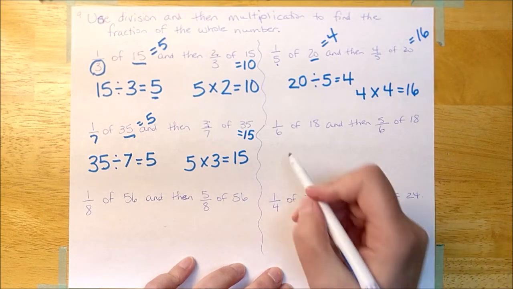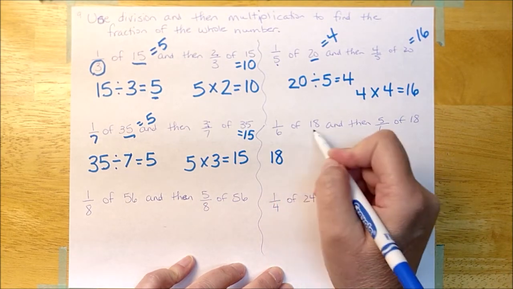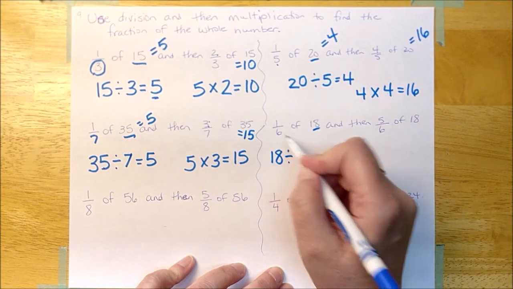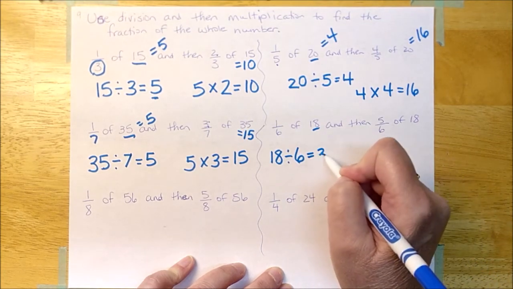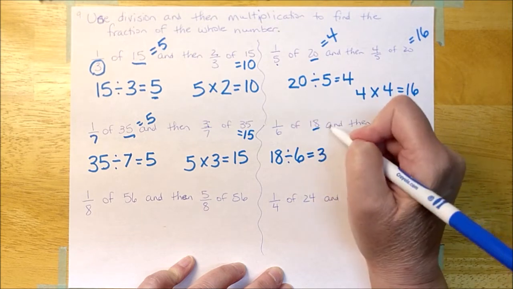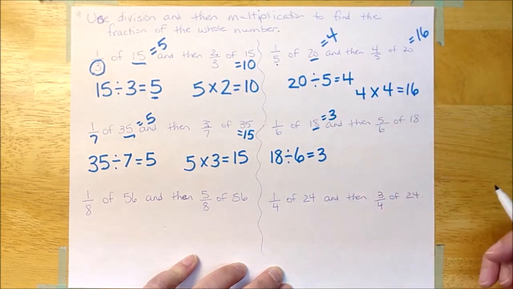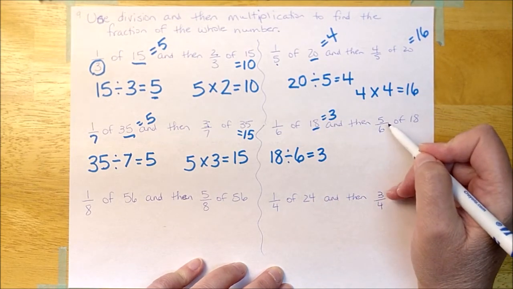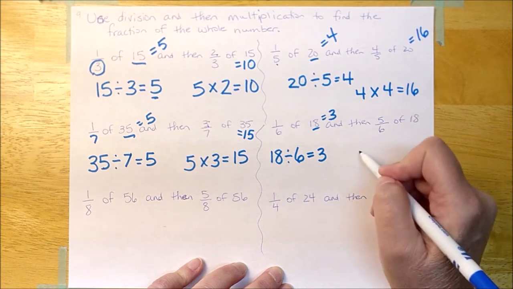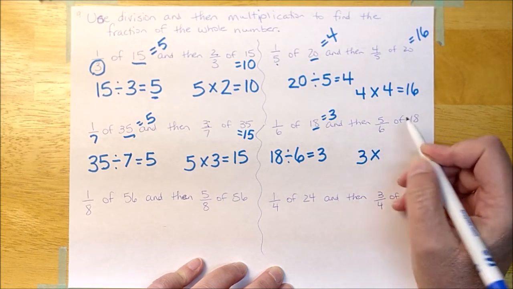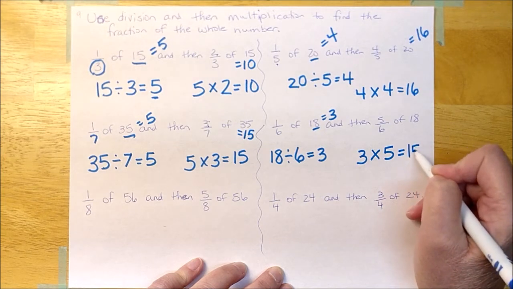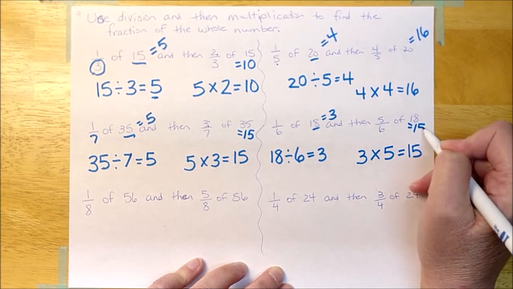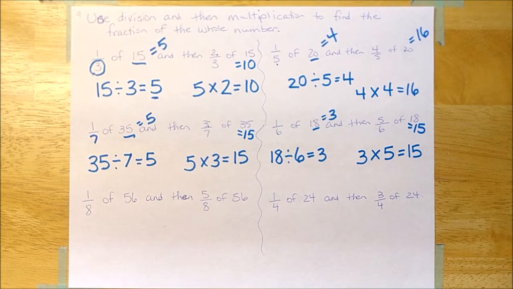Okay, we're back. So I have 18. I have to divide them into 6 groups, and 18 divided by 6 is 3. So 1 times 3, if I have one group, that's 3. Here I'm going to get 5 of the groups. So I know each group has 3, and if I have 5 of those groups, that means 3 times 5 is 15. So I have 15 if I get 5/6 of 18.